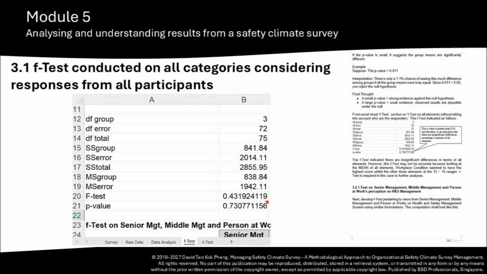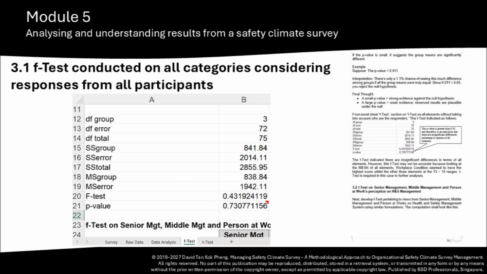In other words, we conclude that at least one group mean is significantly different from the others. To summarize, a small p-value provides strong evidence against the null hypothesis. A large p-value indicates weak evidence, meaning the observed results are still plausible under the null hypothesis.